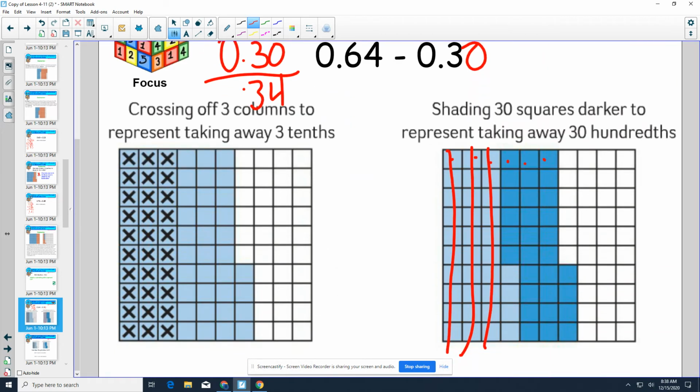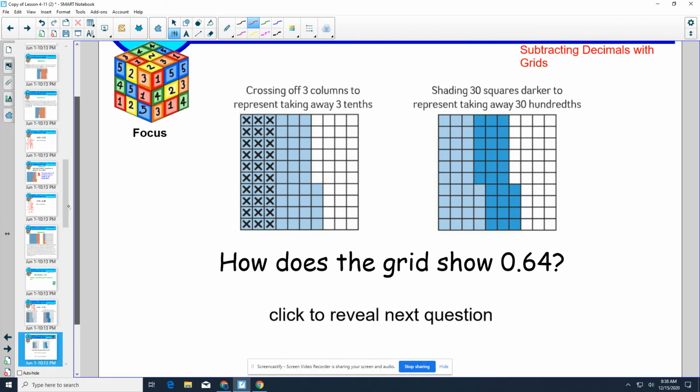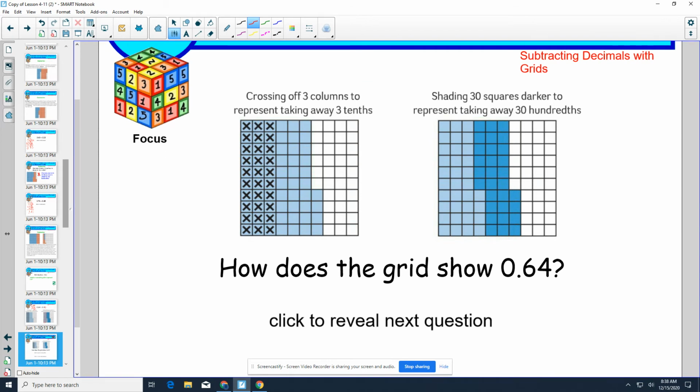And if I look here, let's see, 10, 20, 21, 22, 23, 24, 25, 26, 27, 28, 29, 30, 31, 32, 33, 34. So exactly, I have 34 hundredths left. Okay, so how does the grid show 64 hundredths? Well, I can see here, if I look, it has 1, 2, 3, 4, 5, 6, right? So that's 60, and 61, 62, 63, 64.